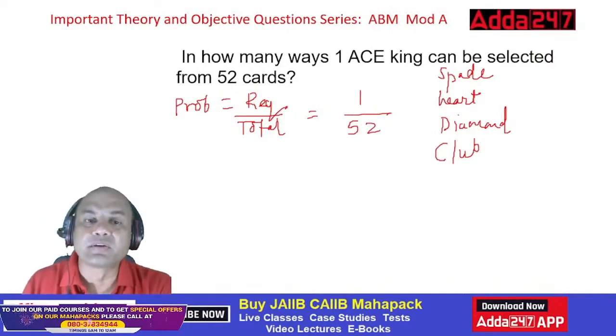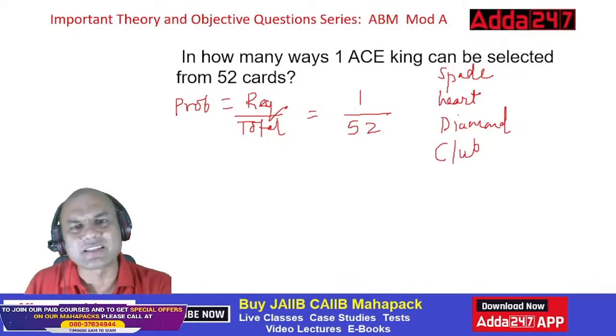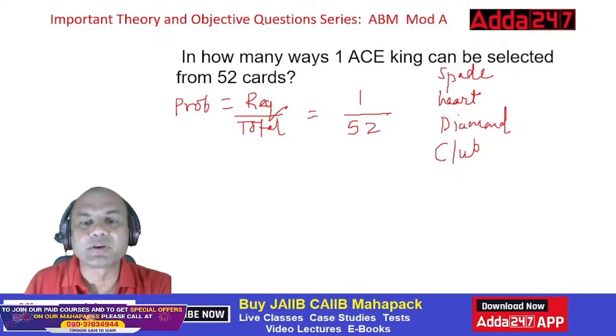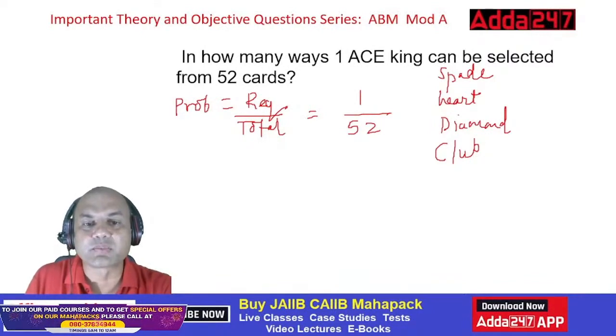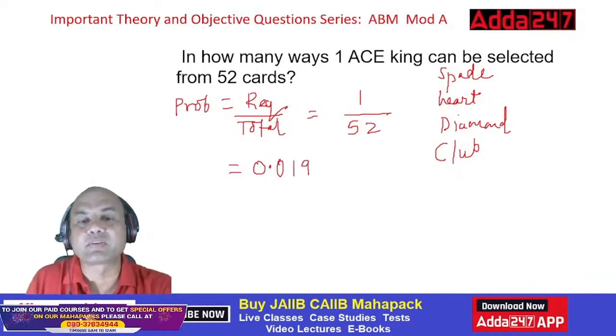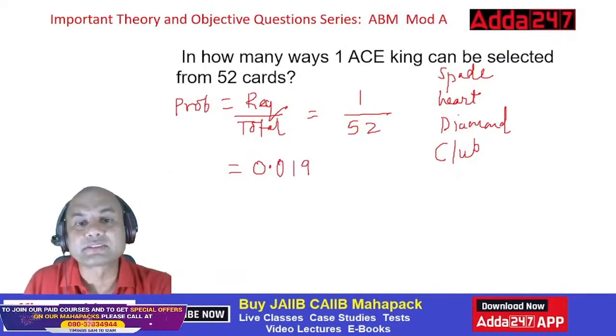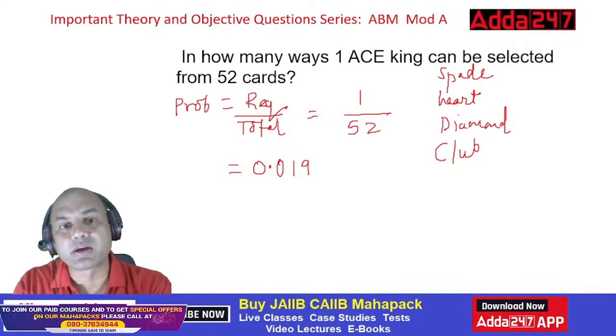Okay. So let's come back to our problem. It is required upon total. So 1 upon 52. So that is the answer. What is the answer for 1 upon 52? 0.019. This is my required probability that one ace king can be selected from 52 cards.